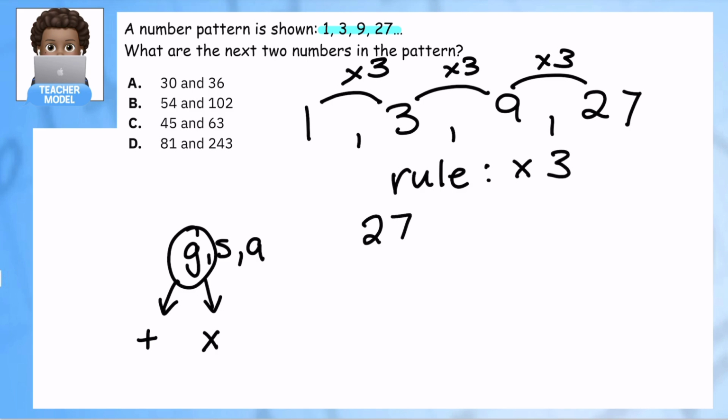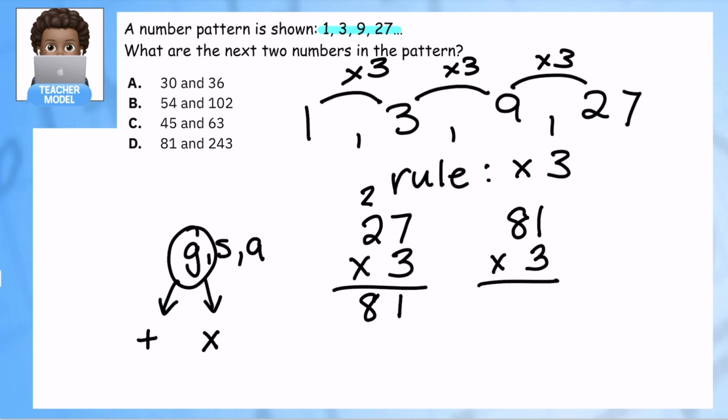So I'm going to take the next number, 27, and let's multiply that by 3. All right, 7 times 3 is 21. 3 times 2 is 6. 6 plus 2 is 8. So the next number should be 81. And then my next one, it will be again to multiply by 3. 3 times 1 is 3. And 3 times 8 is 24.